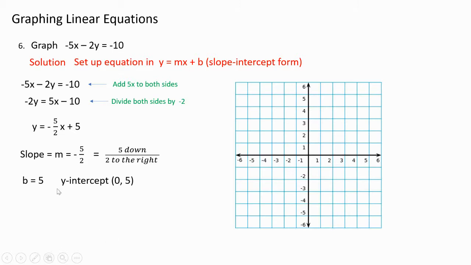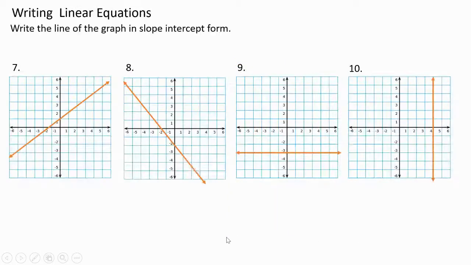So again, you start. This is my b, right? We start here at (0, 5). Then I'm going to go down 5, right? I'm going to go down 1, 2, 3, 4, 5, and 2 across. 1, 2. The point should be about right there. Connect the dots with a line, and that's your line.